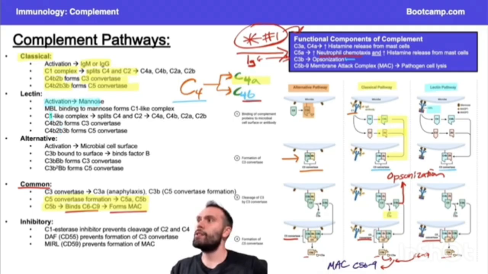Okay, lectin pathway, same thing. The only difference is we activate with mannose, and we have mannose-binding lectin that forms the C1-like complex, because it does essentially what the C1 complex does. Everything else is the same as the classical pathway. Alternative pathway, the difference is we're activating on the microbial cell surface with C3b bound to the surface. It's going to bind this factor B, and then we're going to form a C3 convertase, eventually forming a C5 convertase once we cleave C3b and add that to our structure.